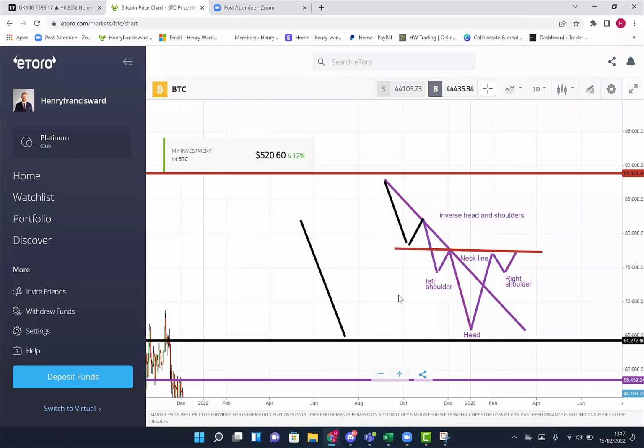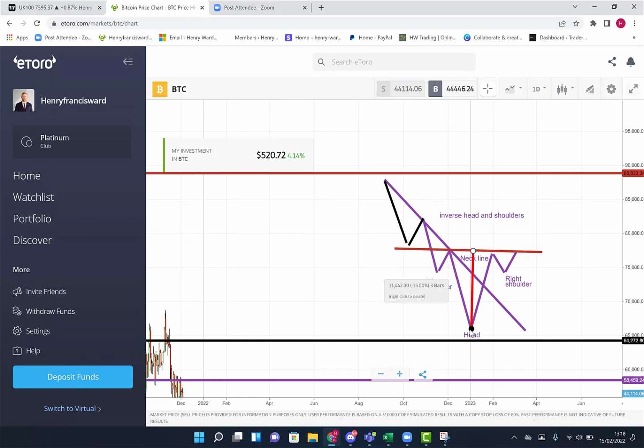Now, when we're trading head and shoulders, this here is the left shoulder. This is the head, and this is the right shoulder. This line here is the neckline. But the idea of when we're trading a head and shoulders pattern is that we are looking at this from here to here. So a head and shoulders pattern is a one-to-one risk to reward strategy.